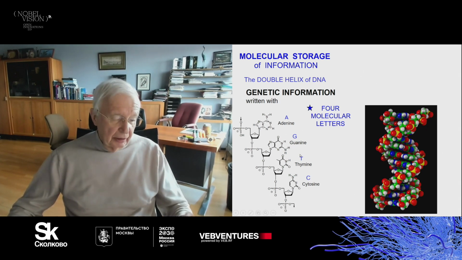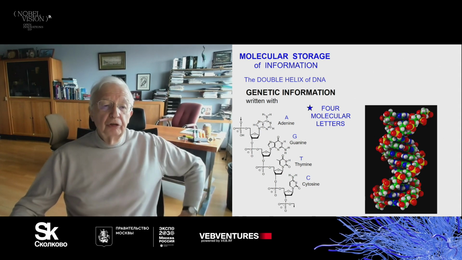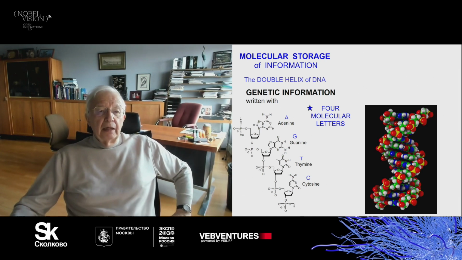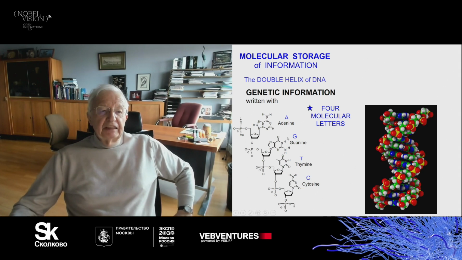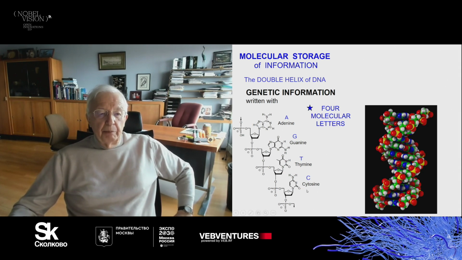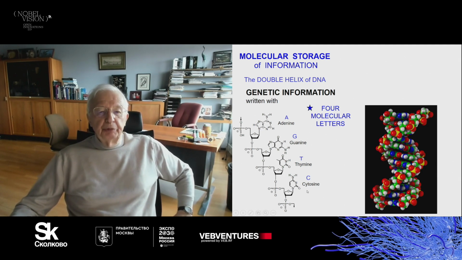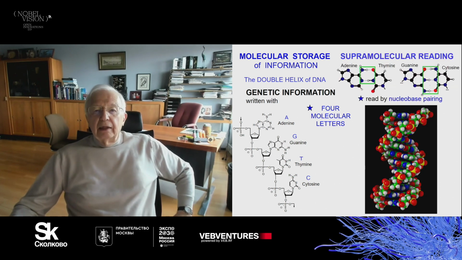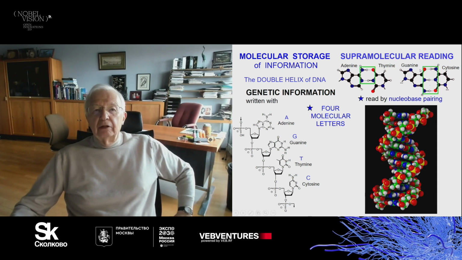And of course, 4 letters are enough for defining a living organism on our planet Earth. Now, this is a storage of the information. A given sequence of these chemical letters make the genome, the information which will distinguish, for instance, a tomato from an elephant. The reading of this information is on the supramolecular level.